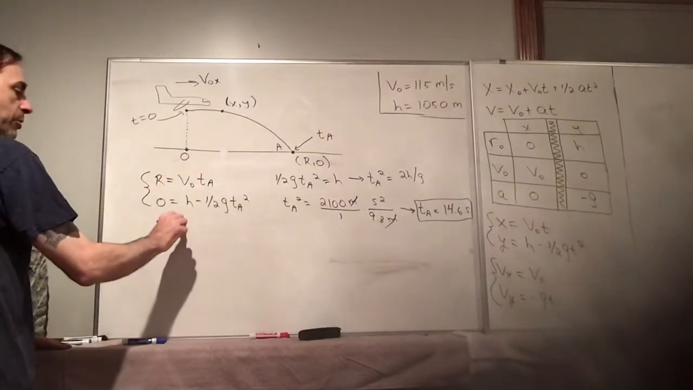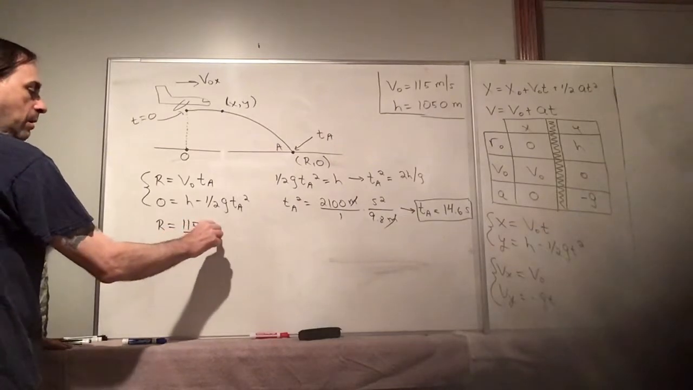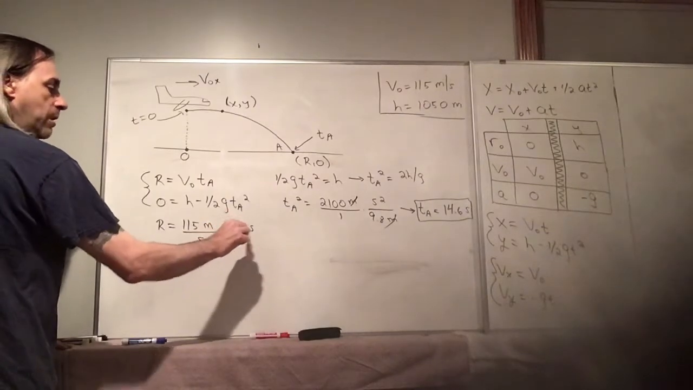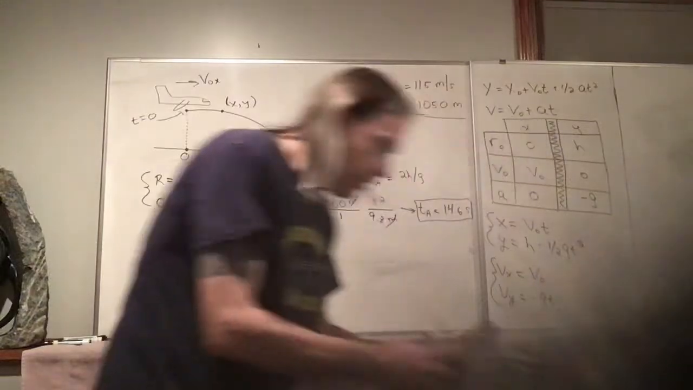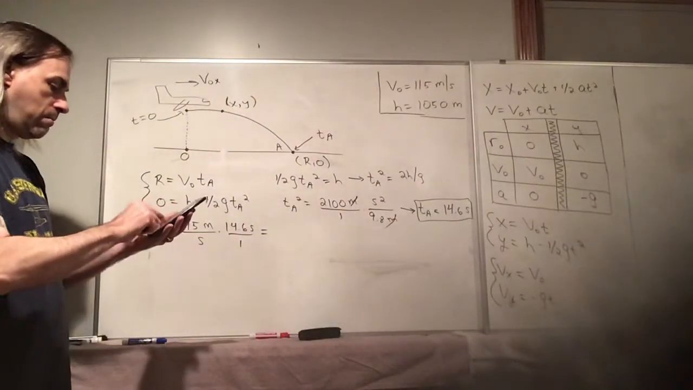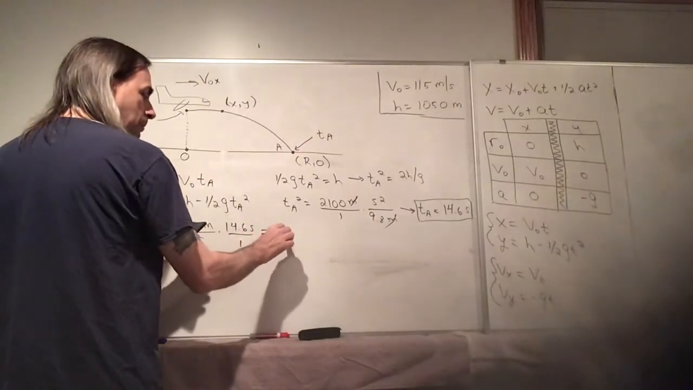So we have v naught, which is 115 meters per second, times time, which is 14.6 seconds. So let's do that. And I'm getting 1,680 meters.